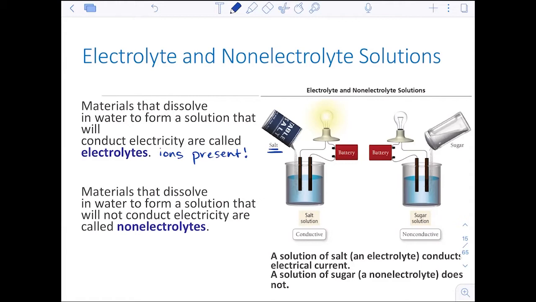Now, materials that dissolve in water but don't form a solution that conducts electricity are called non-electrolytes. Sugar is a very good example of a non-electrolyte solution. It doesn't conduct electricity. And the reason for that is because, yes, it interacts with water, it can dissolve, but there are no ions present. Now, if we look at those two structures, sodium chloride is an ionic bond.